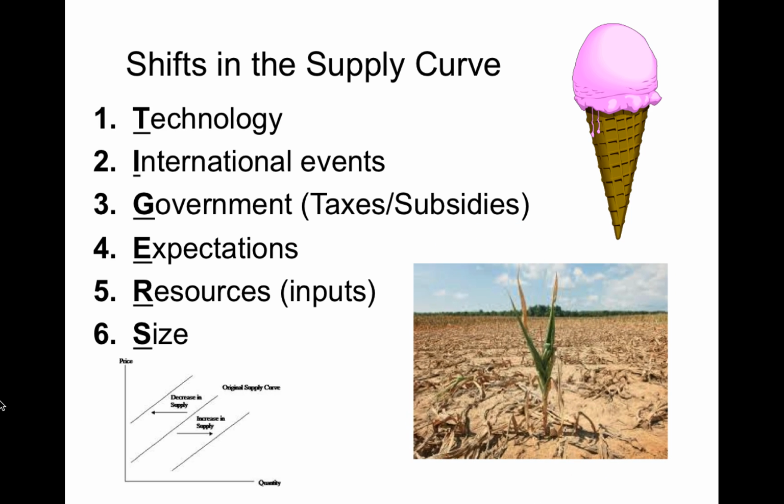If we had international events happening, like maybe a war or natural disasters, that would also affect my supply because maybe crops of sugarcane have been destroyed or something. That would obviously decrease my supply of ice cream, and that would shift it to the left.